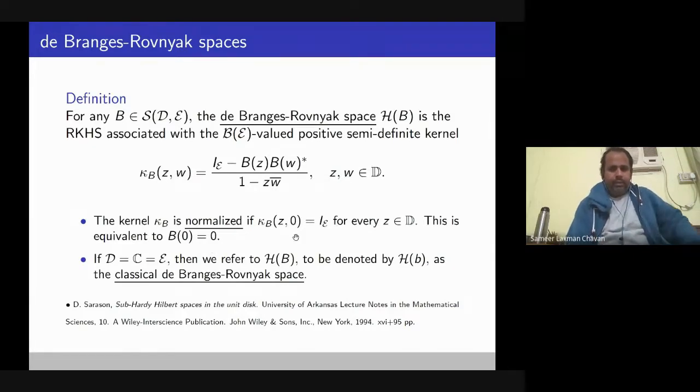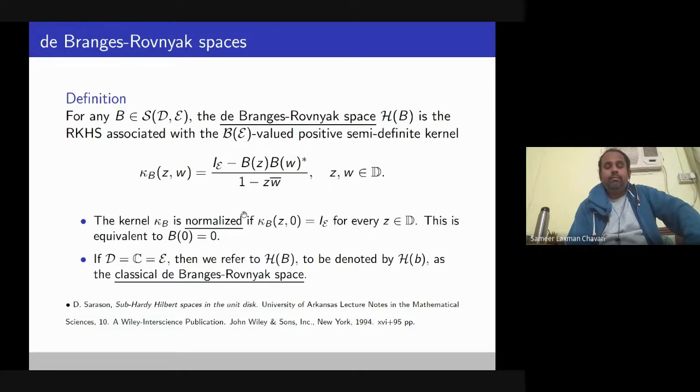And this is equivalent to the condition that b of 0 is 0. So the classical de Branges-Rovnyak spaces correspond to the case when D and E are just one-dimensional Hilbert spaces, namely the complex plane. Okay. And you'll find a lot about the classical de Branges-Rovnyak spaces in this monograph of Sarason.